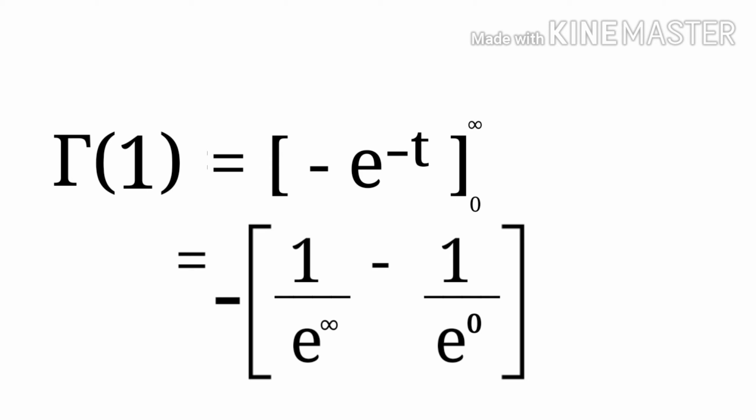as we have taken minus common. As we know, e is greater than 1, so e to the power infinity tends to infinity. Now e to the power 0 will be equal to 1. Now 1 upon infinity will be equal to, as usual, 0. Now 1 upon 1 is equal to, as we all know, 1.